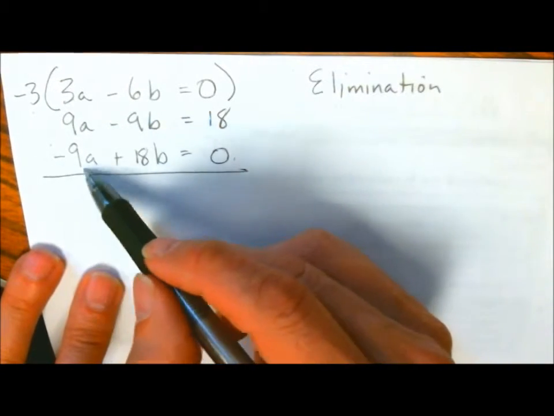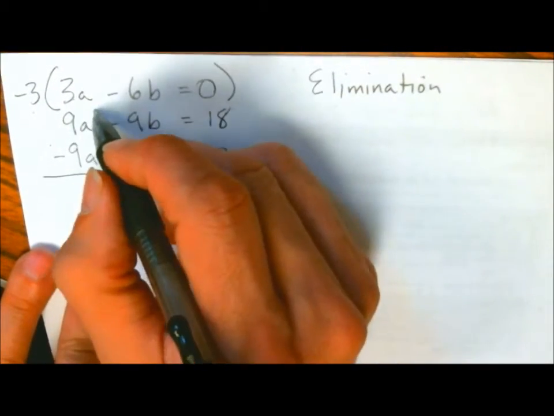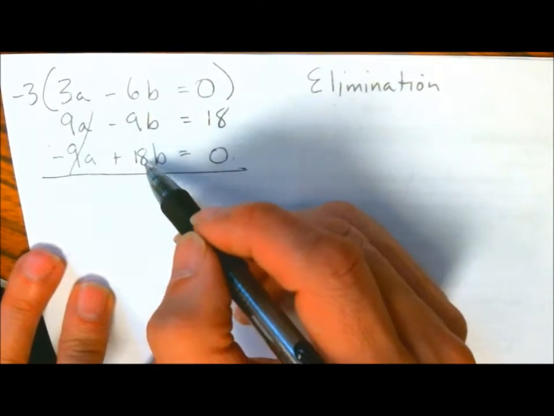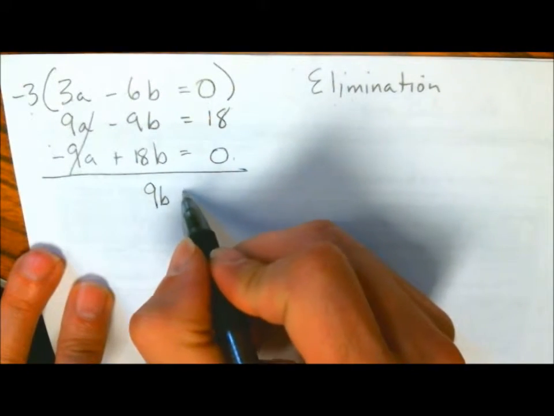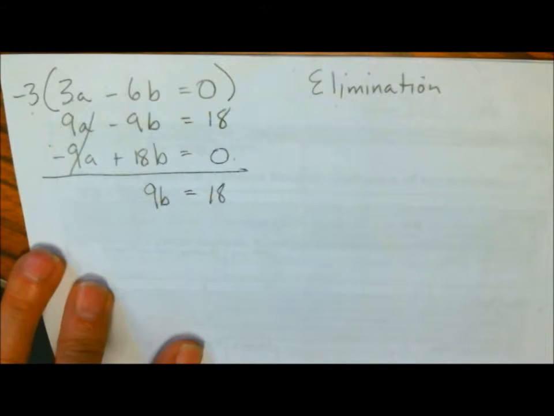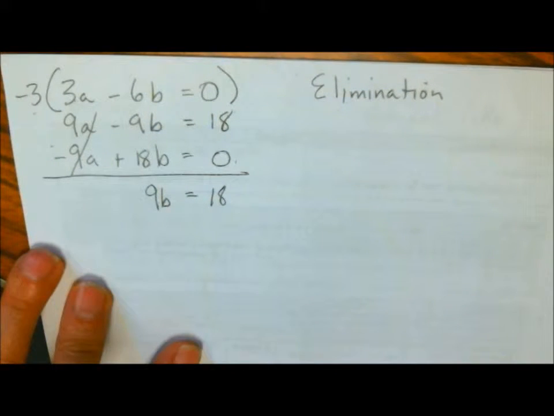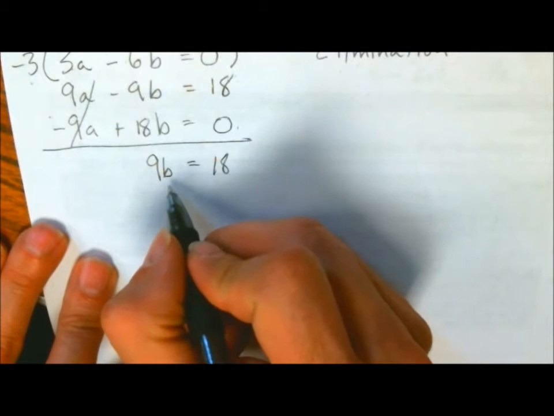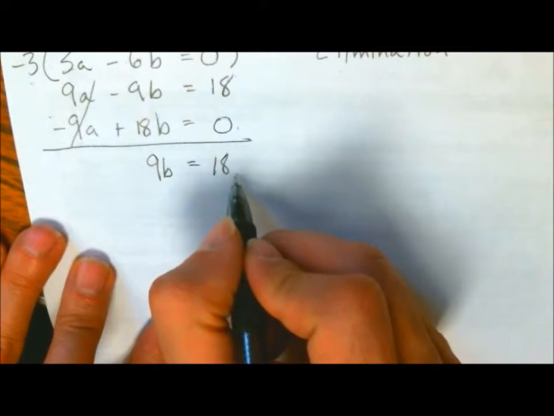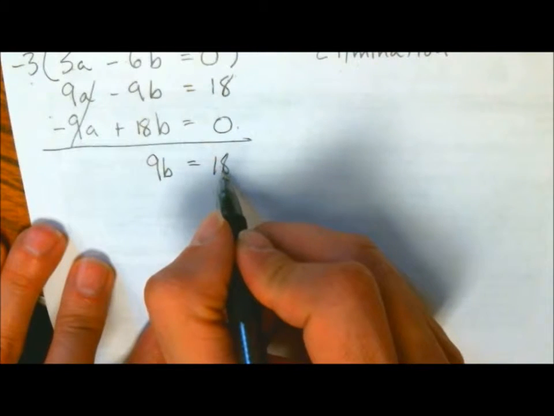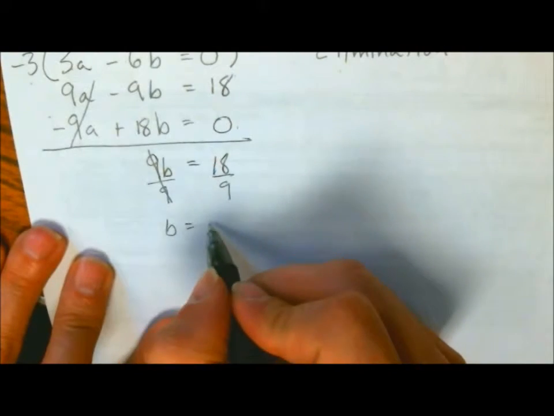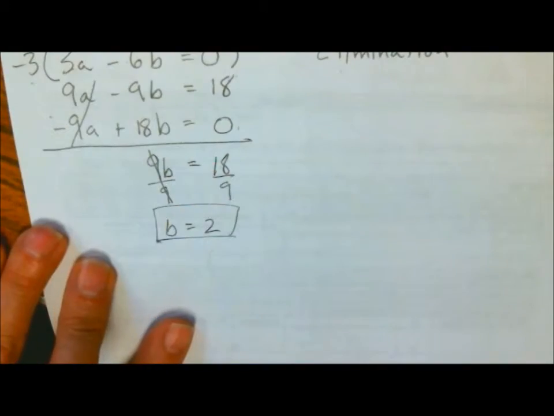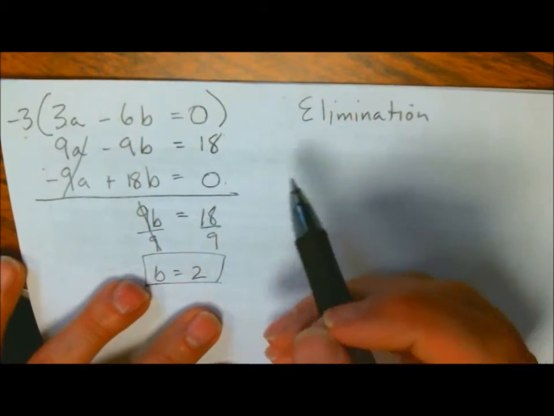What's 9a plus a negative 9a? 0, isn't it? Those just cancel each other out. They're gone. A negative 9b plus 18b is the same thing as 18b minus 9b, which is 9b. And 18 plus 0 is 18. Okay with that? Now, that would mean if 9b is 18, then 1b would have to be 1/9 of 18, or 18 divided by 9. b equals 2.